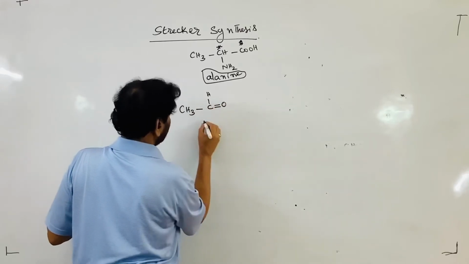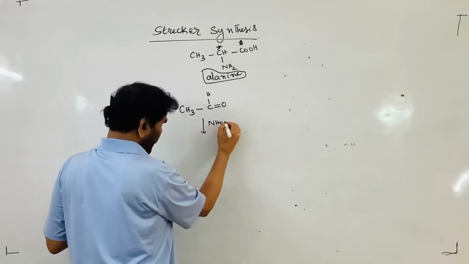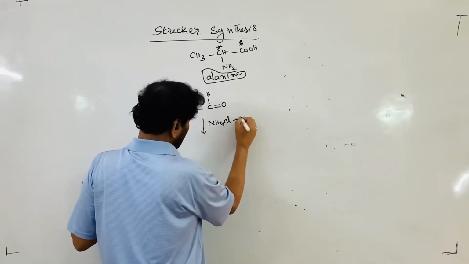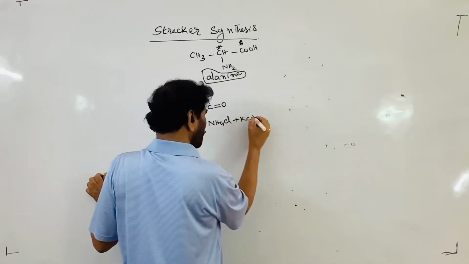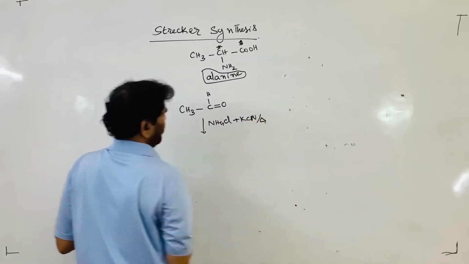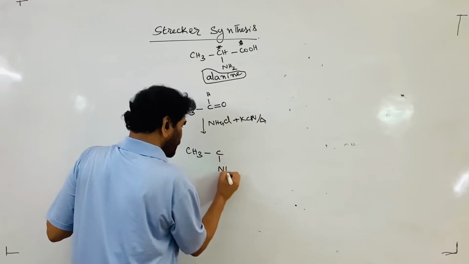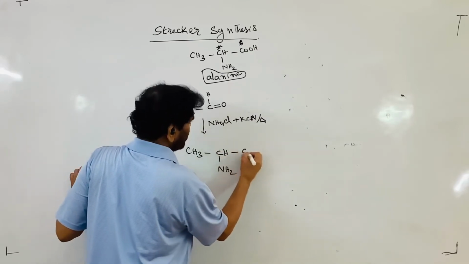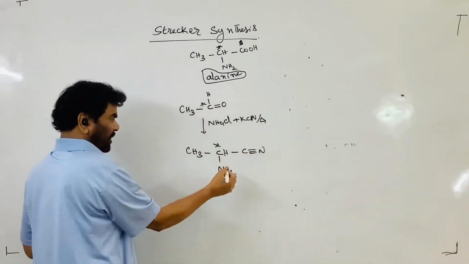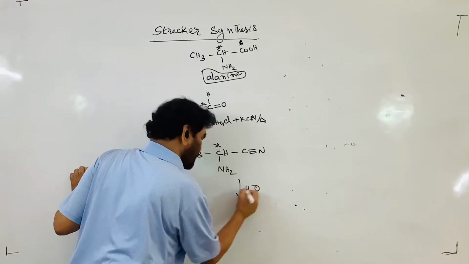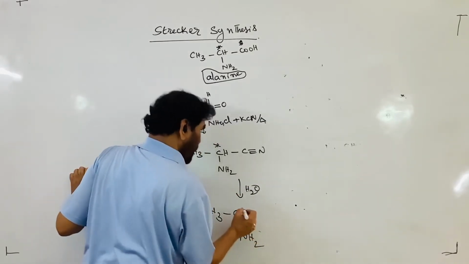Ammonium chloride plus KCN mixture. You can just say ammonium chloride, KCN mixture, heat it. That is CH3, CNH2. This is cyanide formed. This is cyanide. I am writing the aldehyde carbon. This on hydrolysis, the second step is the hydrolysis. I told the name of that compound, aminonitrile.